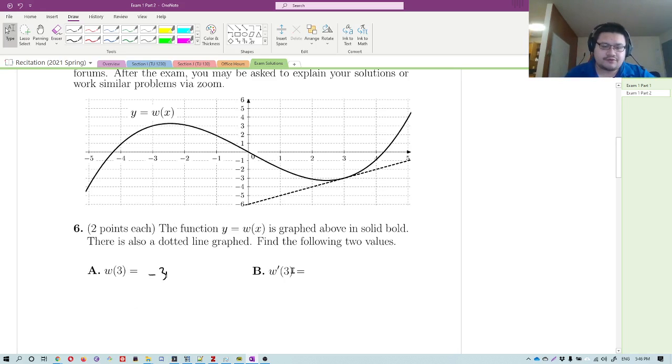For the w prime of 3, the derivative at 3, I need to look at the tangent line and figure out the slope of that tangent line. So notice that we should use this point, and then we've also got this point on the line. And so this is a slope of 1. So that means that the answer for part B is 1.